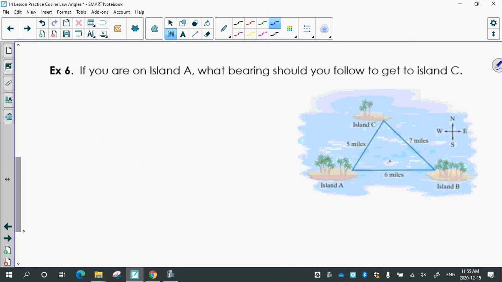If you are on Island A, so you're here, what bearing should you follow to get to Island C? So, oh, that doesn't look like north. Trying to draw straight up and down. So here's straight north. And we can see our answer is going to be north some degrees towards the east. Does everyone agree with that? What angle that's in this diagram would help me figure that angle outside the diagram? Angle A, angle B, or angle C?